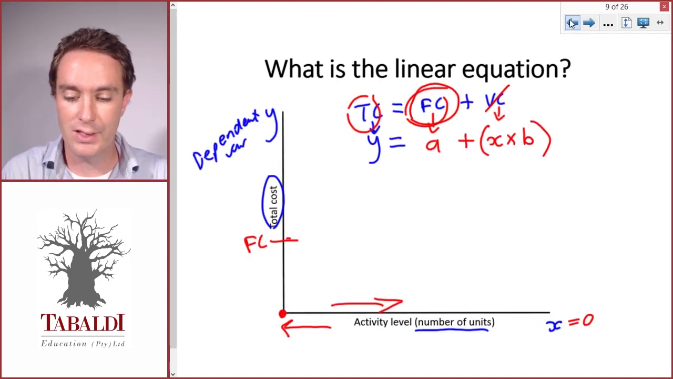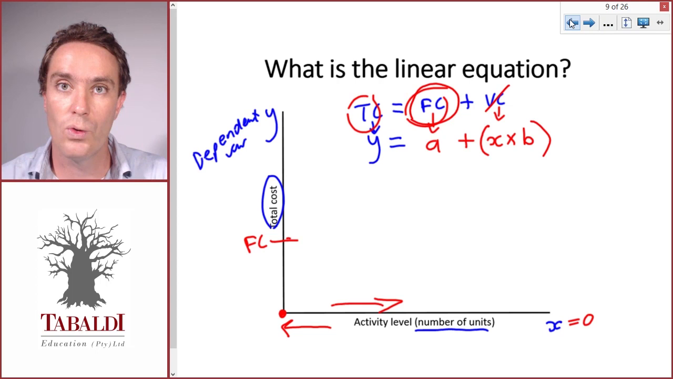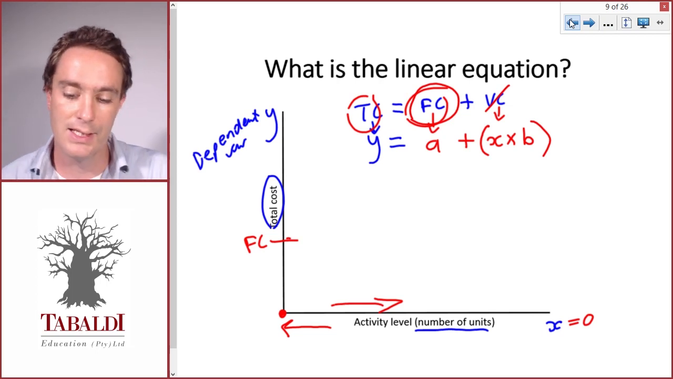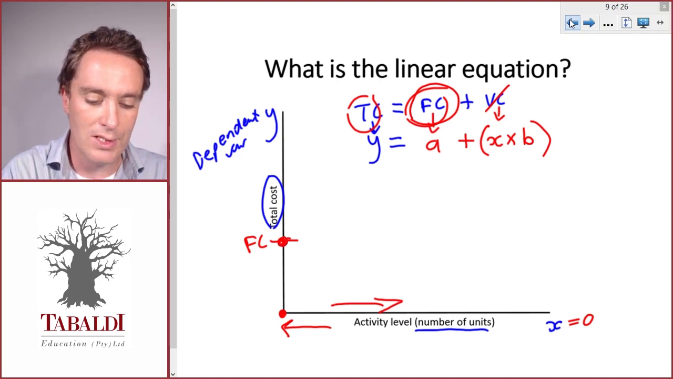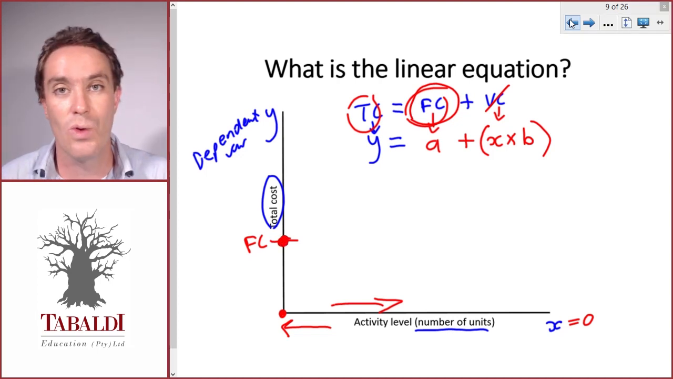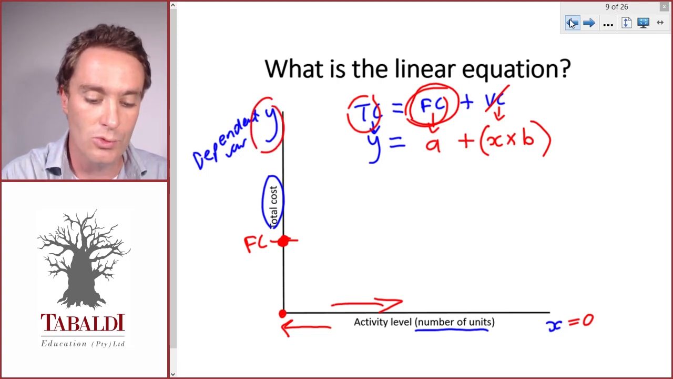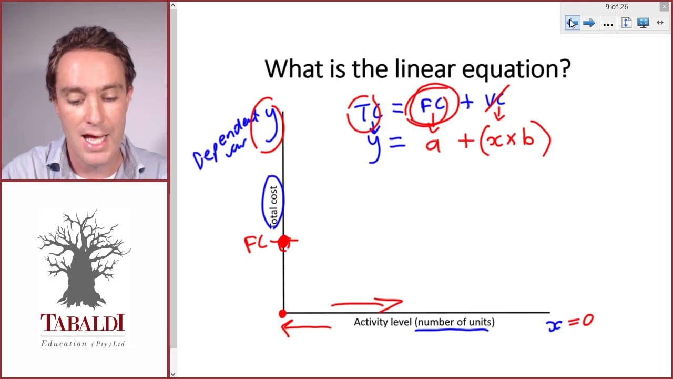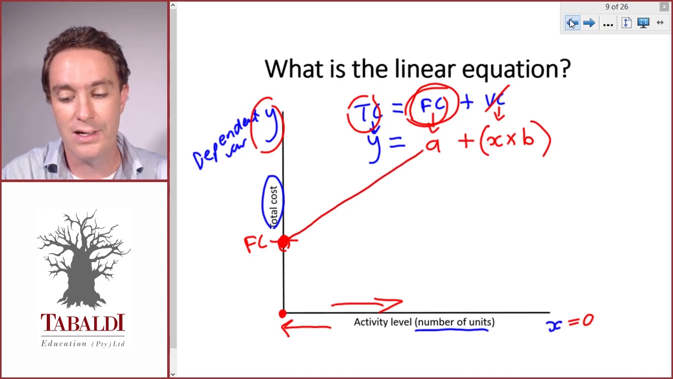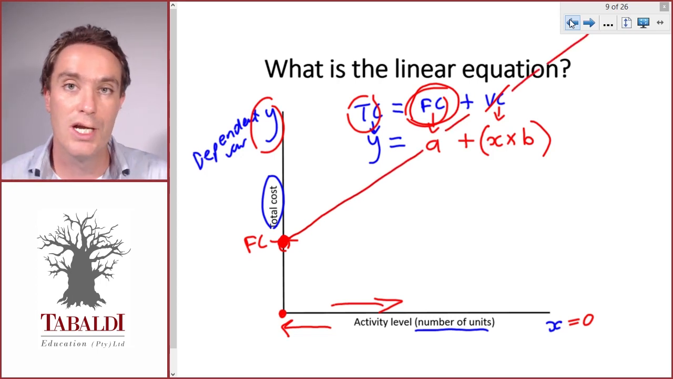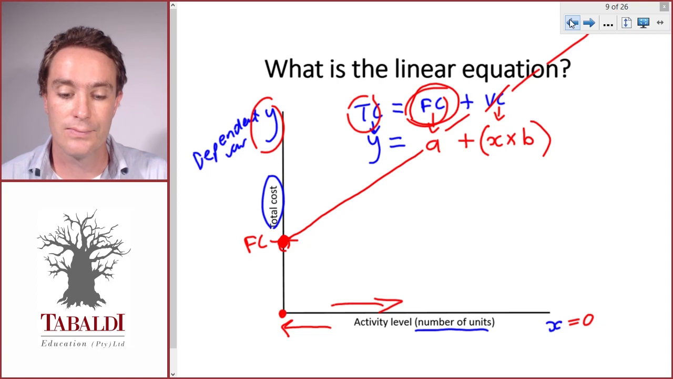So if we go back to this graph, how does this overall line look? This line that's represented by y equals a plus bx. So it will always start at the fixed cost point on the y-axis, because whenever we don't manufacture any units, our total cost will be equal to fixed costs. And then as soon as we start adding units or manufacturing units, our cost will start increasing in a straight line or in direct proportion to the number of units.